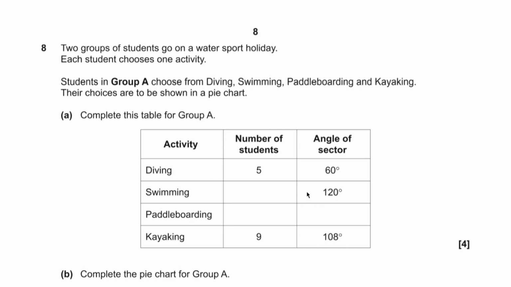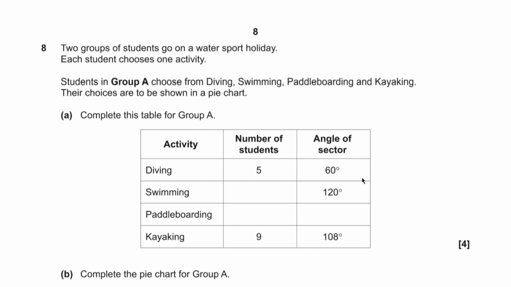Question number 8. 2 groups of students go on a water sport holiday. Each student chooses one activity. Students in Group A choose from diving, swimming, paddleboarding, and kayaking. Their choices are to be shown in a pie chart. Part A, complete this table for Group A.